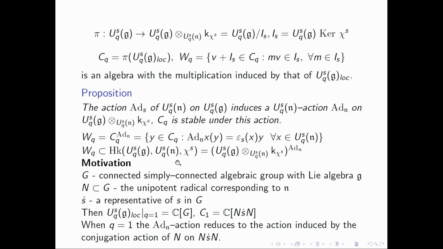Of course, it's a subalgebra in the algebra A I started with. But the use of this result is that when q tends to 1, this adjoint action simply becomes the action induced by the conjugation action of the unipotent radical n on the closed subvariety, on this closed subvariety N s-dot N. By s-dot, by the way, I denote a representative of the Weyl group element in group G. So, at least classically, when q is equal to 1, we reduce the study of QW algebras to the study of the conjugation action of n on some closed subvariety of the Bruhat cells, which is simply the conjugation action.